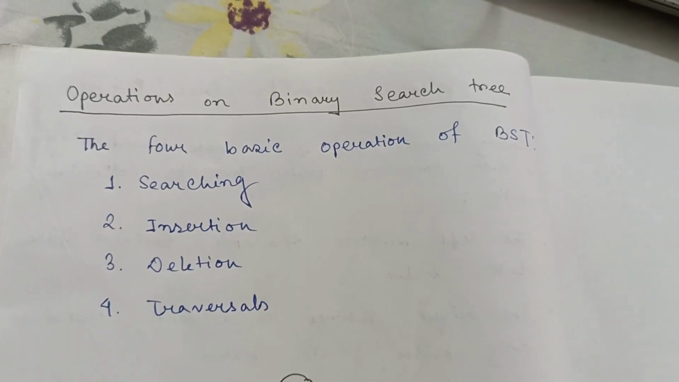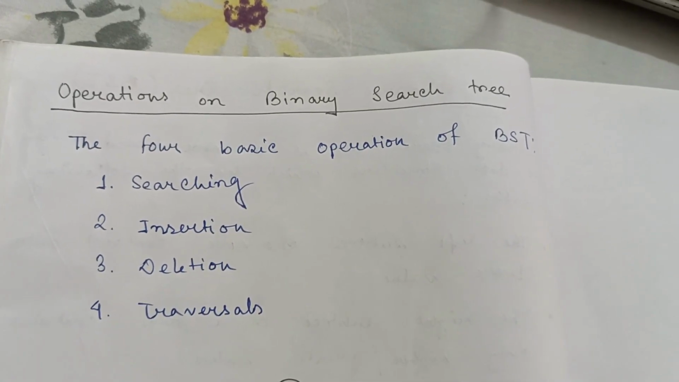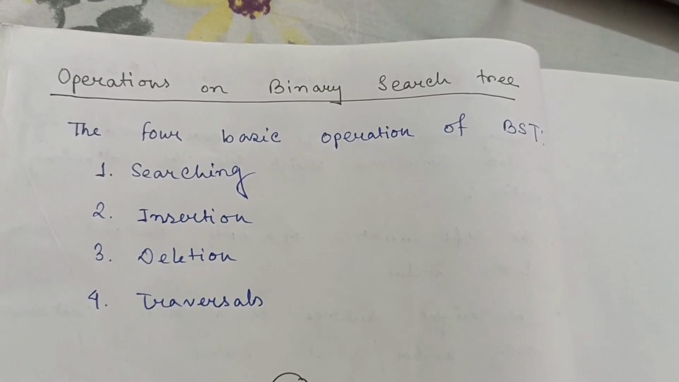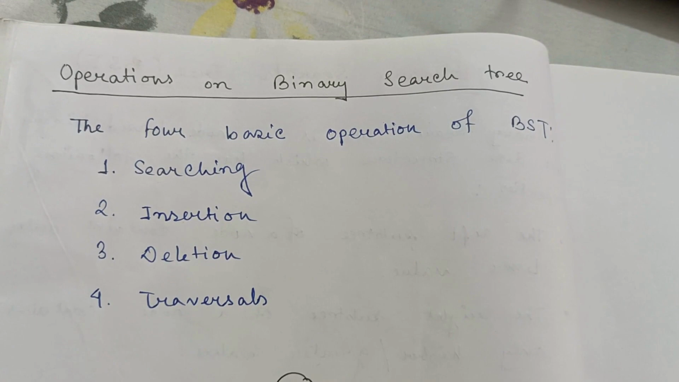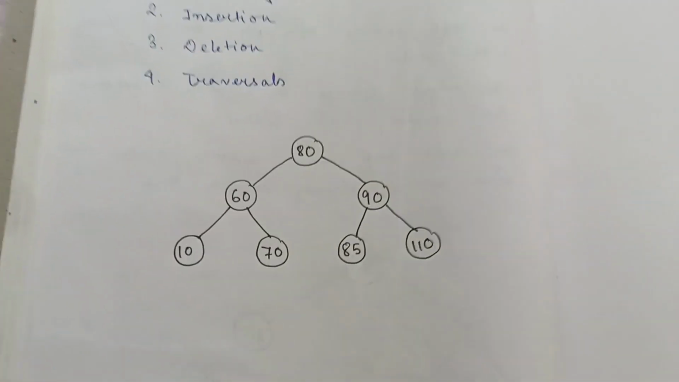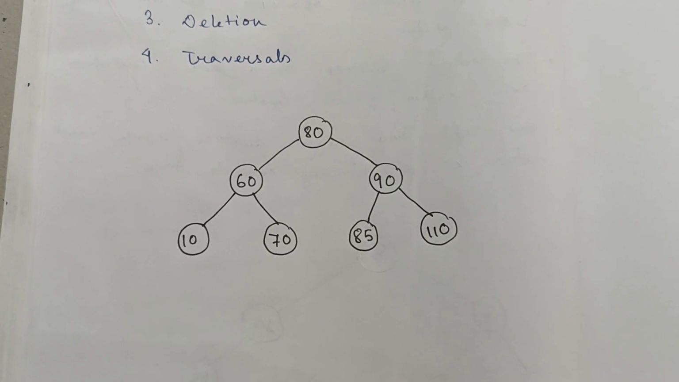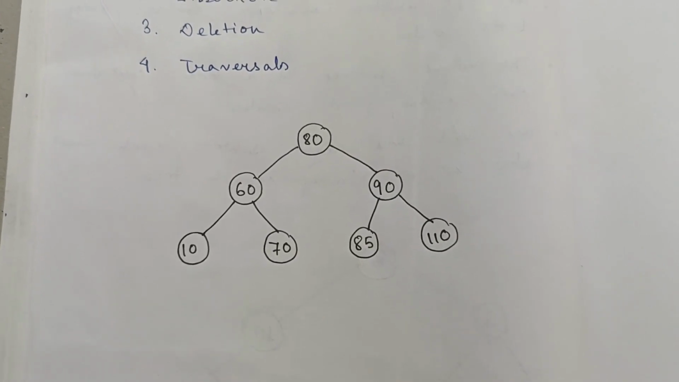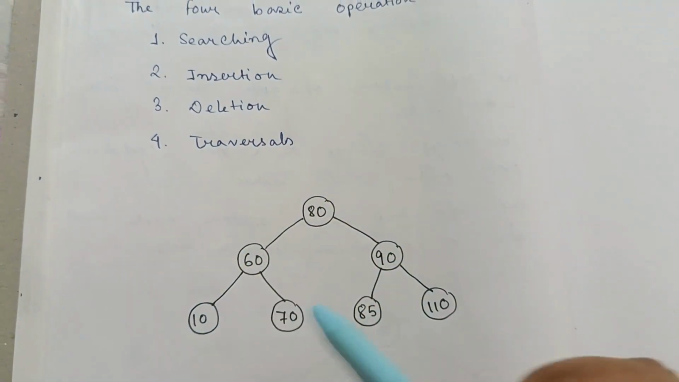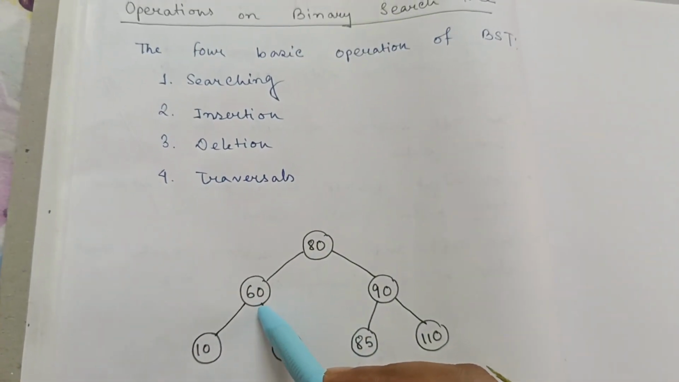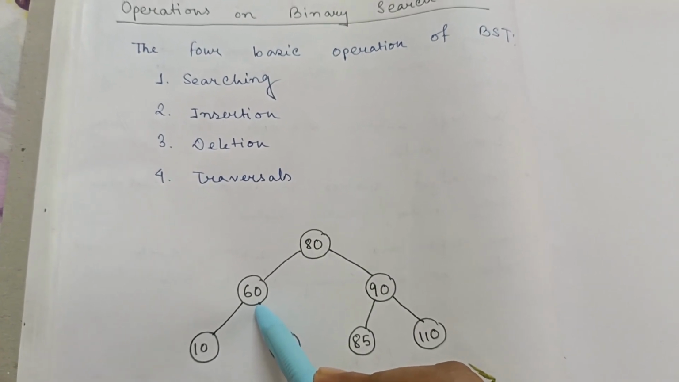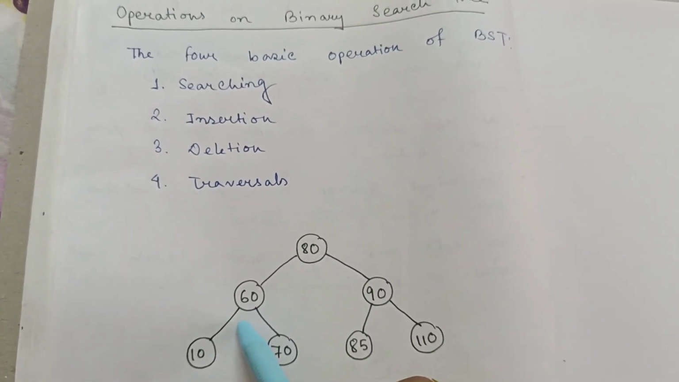There are 4 basic operations performed in a binary search tree. The first operation is searching, the second is insertion, the third is deletion, and the last one is the traversal operation. Now for example, if we consider this as a binary search tree and perform the searching operation, for example here we consider the position of node 60. Now 60 is in the left subtree position, that is, the left side of that tree.